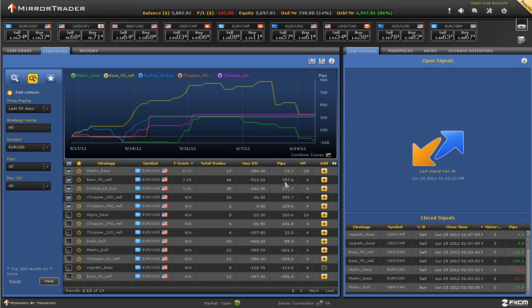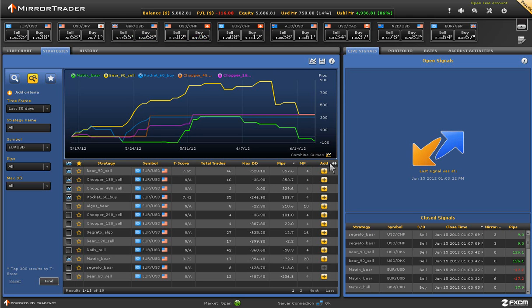The next column is the total number of trades that were taken in 30 days. The max DD is the max drawdown, right? Number of pips, you can certainly sort by number of pips. You can see in the last 30 days, look at the number of pips that these trades have taken. Now, there's been a couple that haven't been very good, but overall, very excellent trading.